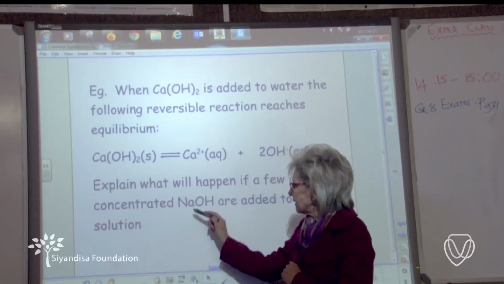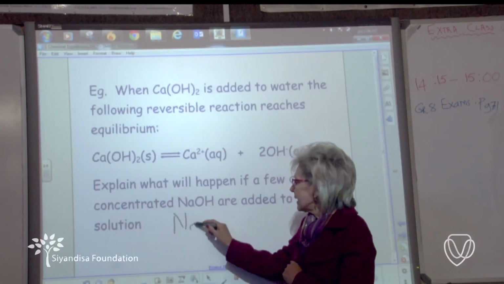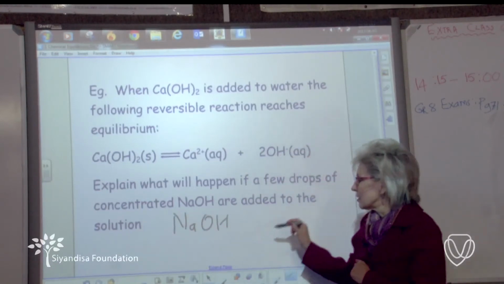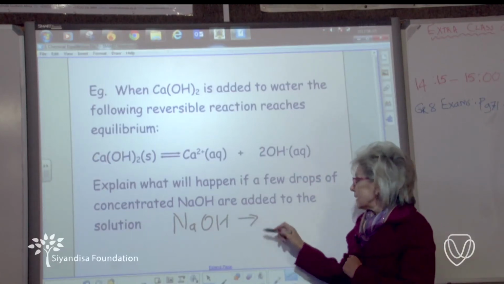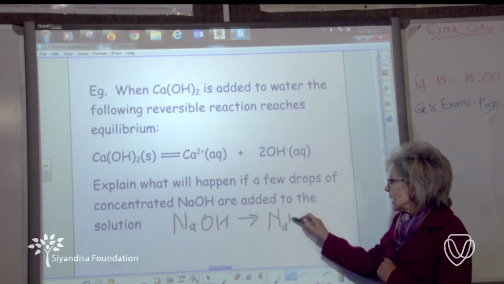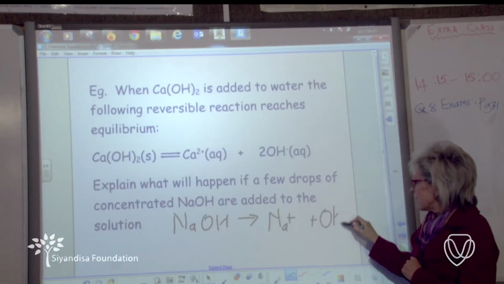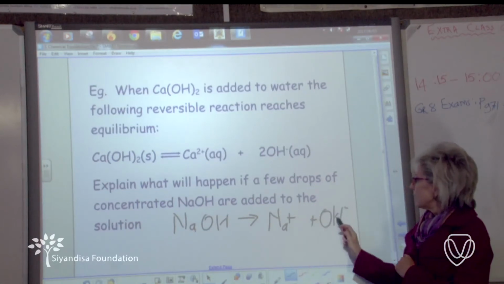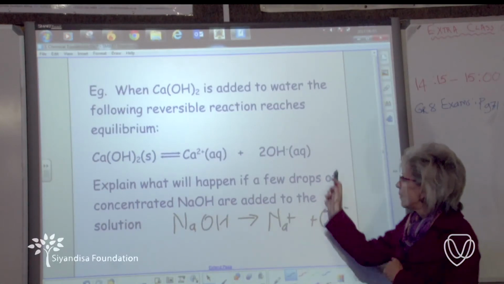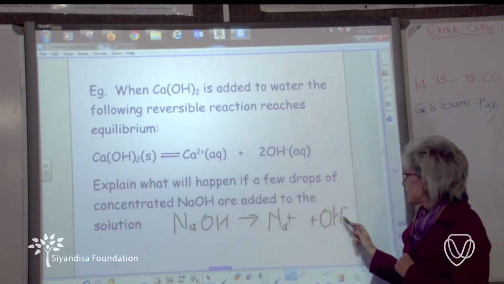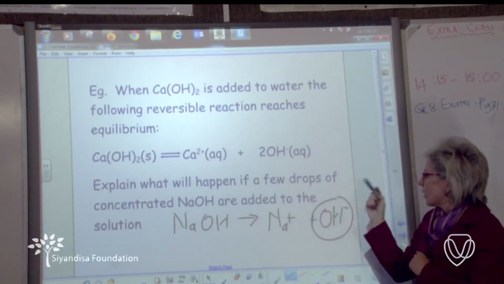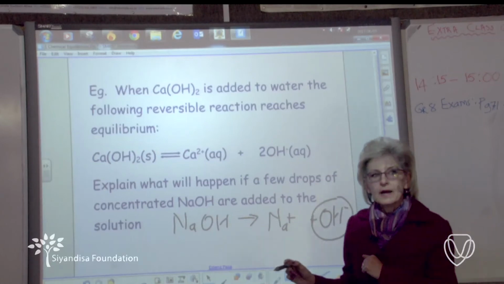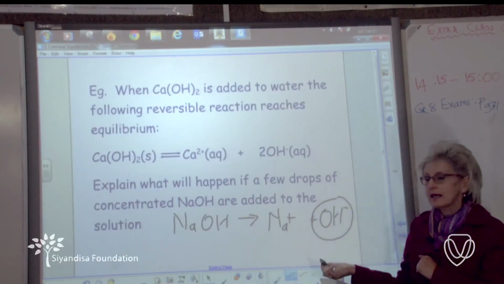So if I now again remember, sodium hydroxide being a strong base will dissociate into sodium ions and hydroxide ions. And if I then look at what these two have in common with my system, I know that it's the hydroxide ions. So once more, in an indirect way, I've increased the concentration of hydroxide ions.